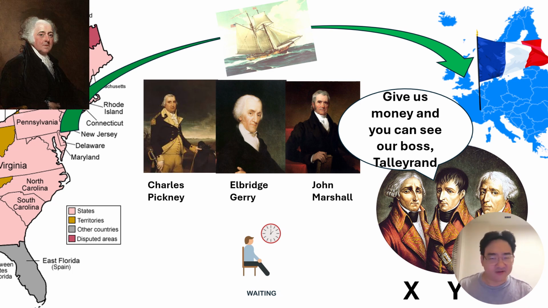Where did they get the letters? I don't know. But those three diplomats say to the American diplomats, you can see the guy that you want to see, our boss Talleyrand, the guy who you need to talk to, but you got to give us a bribe beforehand. This was seen as so insulting, and it was kind of like a scandal in John Adams' presidency. And remember, he's a Federalist, so already he's pro-British. Now he's even more pro-British.